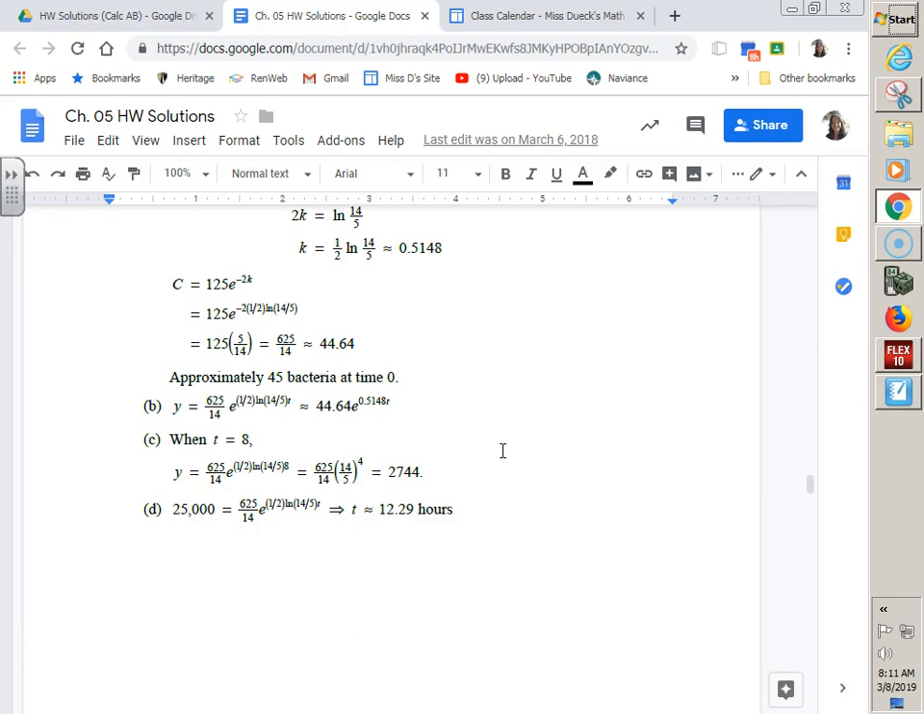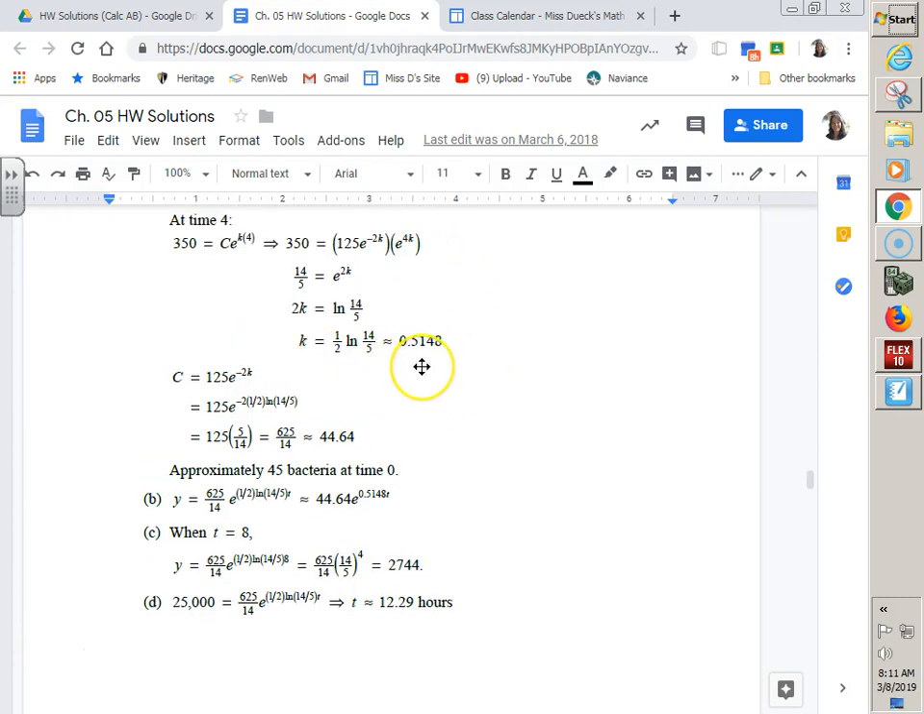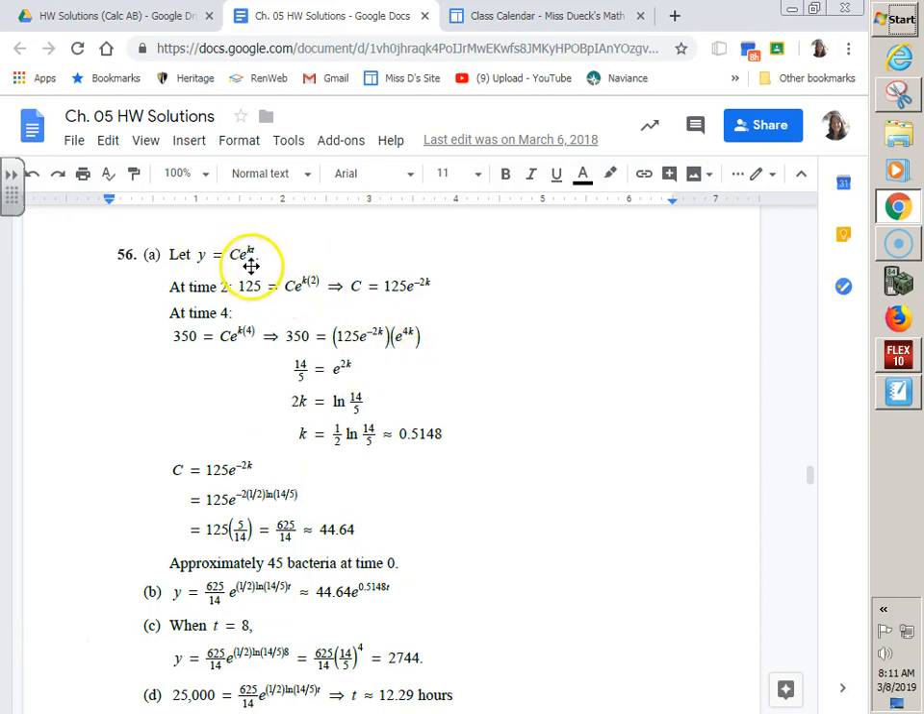But the key to this problem, being able to finish it, was having to find k and c, which actually basically came back to good old substitution. Having a system of equations, 2 unknowns, solve for one, plug into the other, use your algebra.